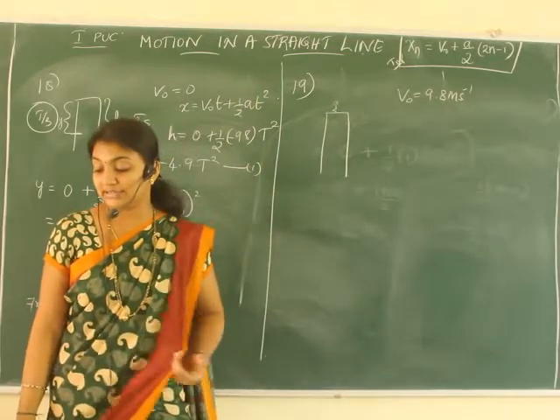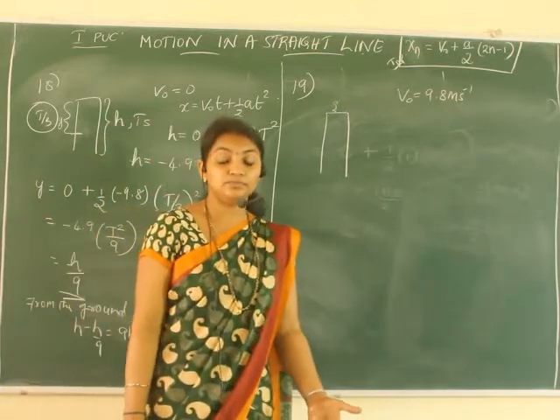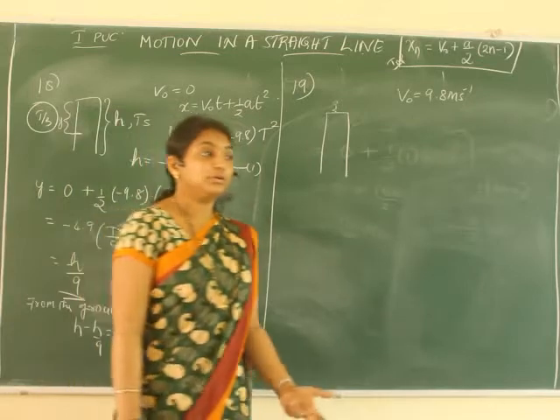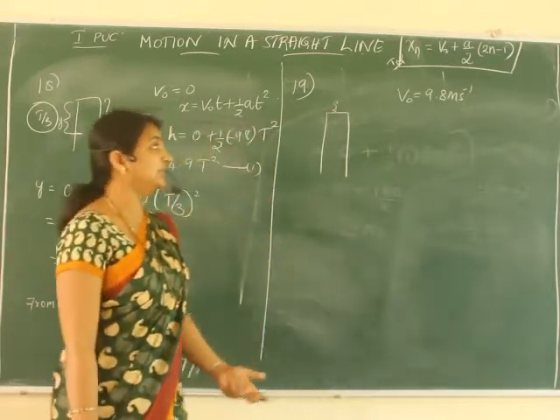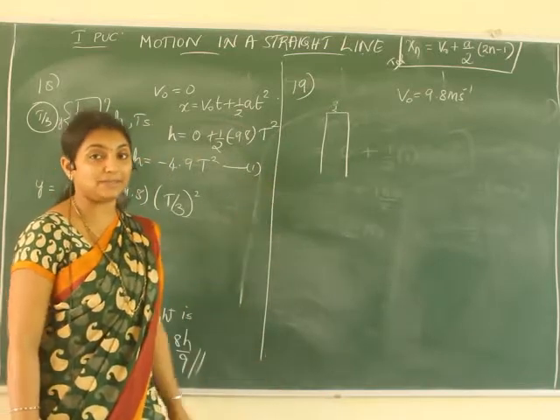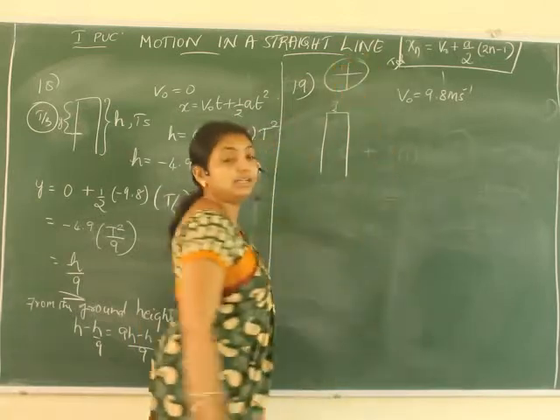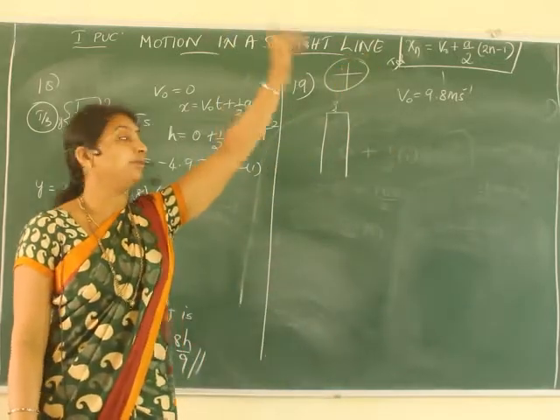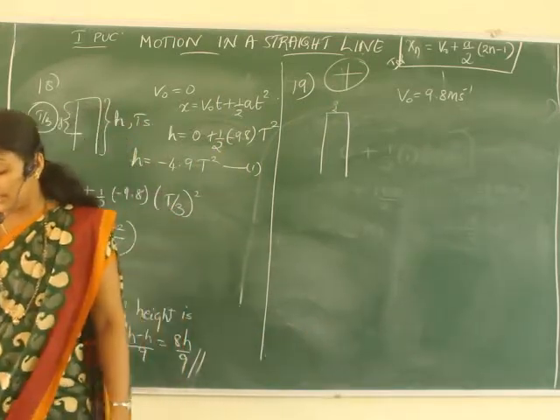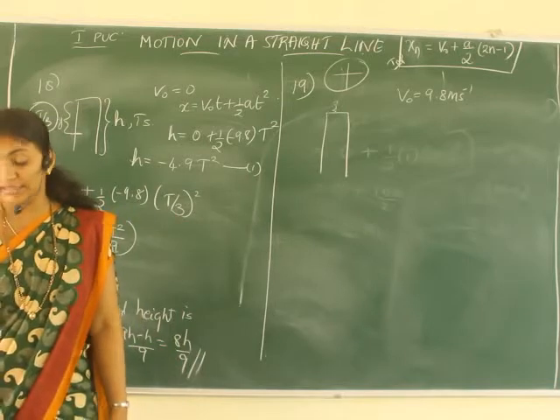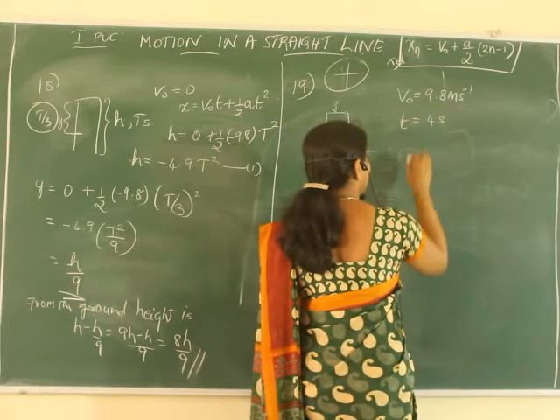Since the direction is upwards, what is the velocity? Is it positive? Velocity is positive. He is throwing upwards, so we have to take it as plus. Don't forget, everywhere we have to use the sign convention. Here, since it is going up, V0 is equal to plus. Then it reaches the foot of the building in 4 seconds. So total time is equal to 4 seconds.